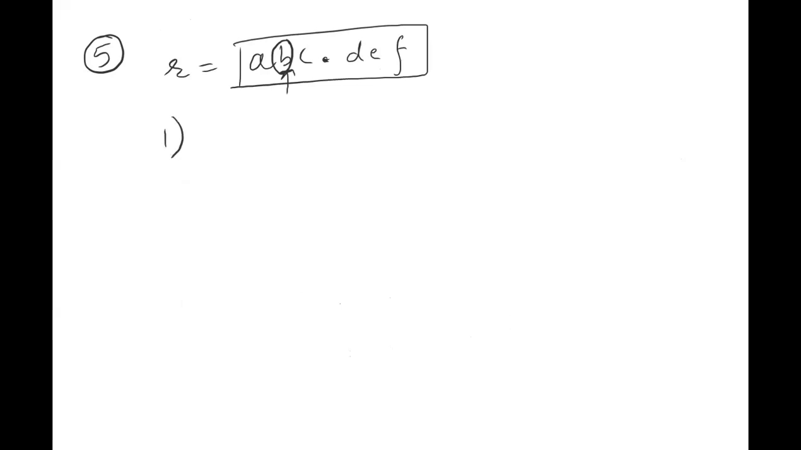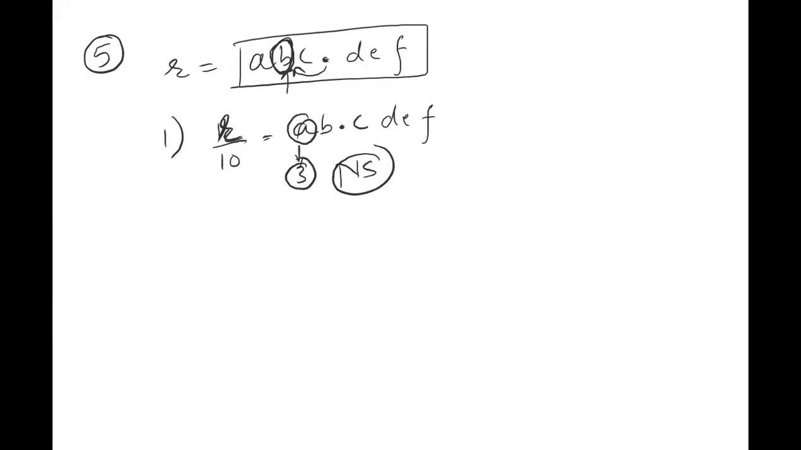First statement, R by 10. If we divide something by 10, what will happen? The decimal will shift here. So the tenth digit of this, that means A, is equal to 3. That is given here. But what we need is B, so not sufficient. Okay, Nathan? First is not sufficient.